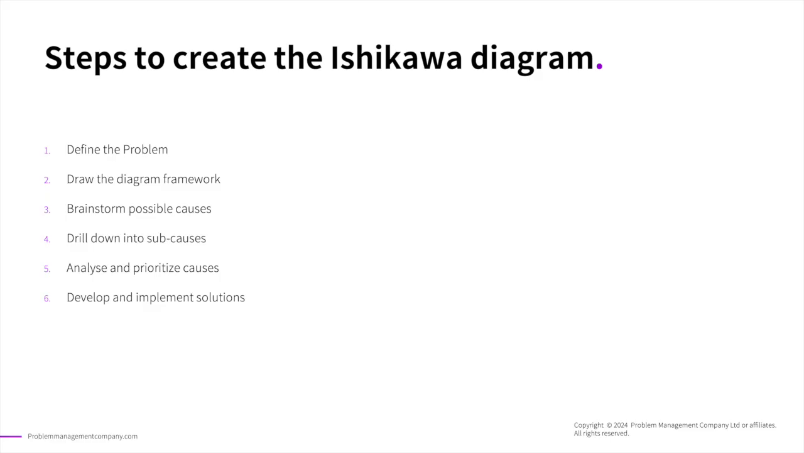Step 5. Analyse and prioritise causes. Once a diagram is complete, analyse the identified causes. Group similar causes together and prioritise which ones are most likely contributing to the problem based on the available data and team insights. Step 6. Develop and implement solutions. Based on the analysis, develop corrective actions to address the root causes. Ensure that solutions are specific, actionable and measurable.